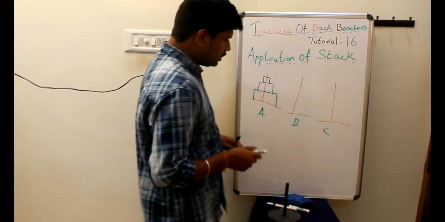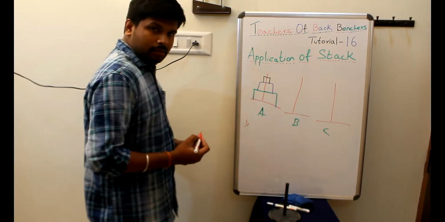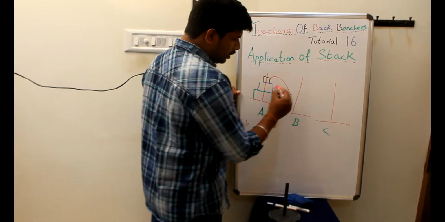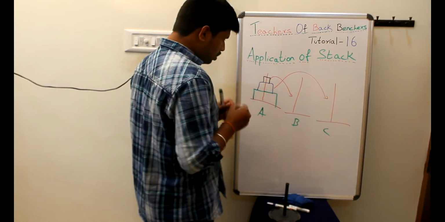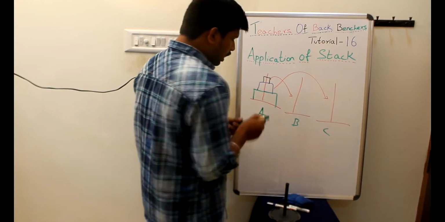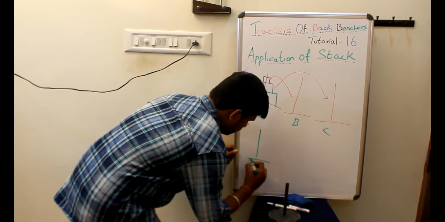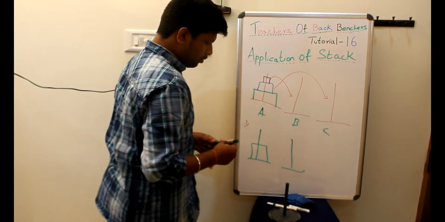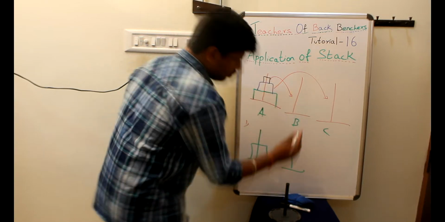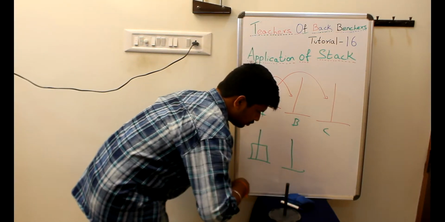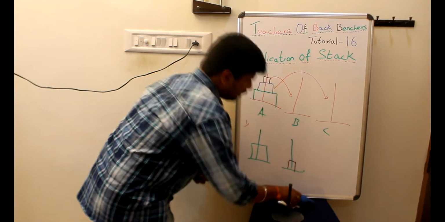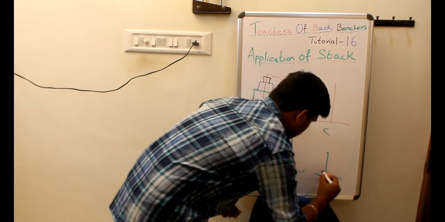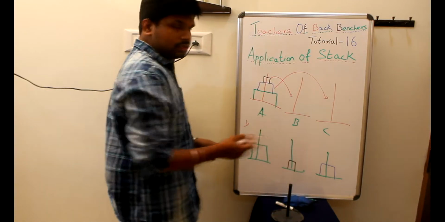So step 1. In the first step, we are moving the smallest one to B and the average one to C. The smallest one to B and the average one to C. So the largest one stays over here, and then the smallest one comes to B, and then the average one comes to C. So this is how it is being transferred.